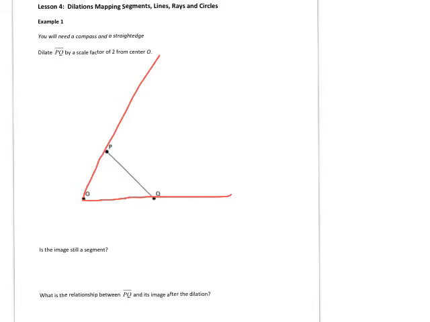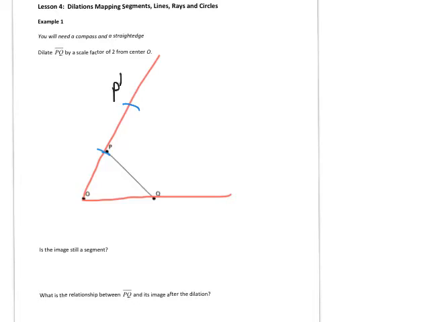And then you would take your compass, center at O, and measure out to P. And since we're dilating by a factor of 2, we're going to double line OP. So I measure this, so you should have a little arc mark there. And then I come out to P, center at P, and make the same arc mark. And that's going to be P prime.